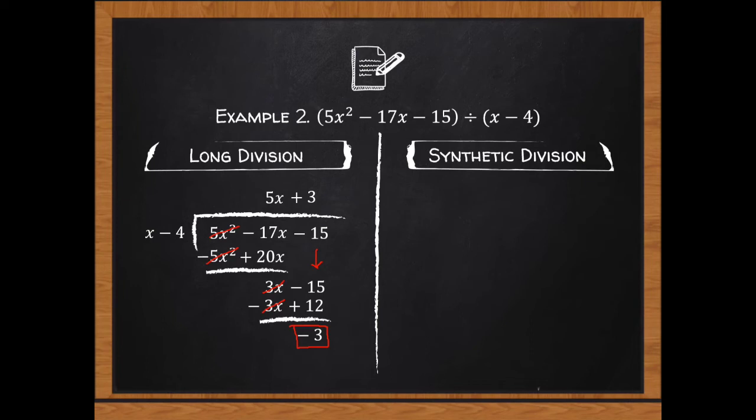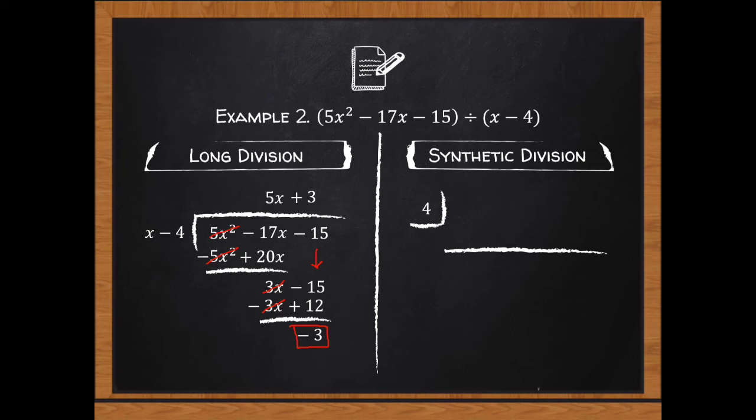Let us proceed in dividing the polynomial 5x squared minus 17x minus 15 by x minus 4 using synthetic division. The easiest way to find the value of r is take a look at the divisor, especially sa kanyang constant term. Kukunin kasi natin yung opposite ng constant term. Since negative 4 yan, ang value ng r natin ay positive 4. Kaya susulat lang natin dyan.